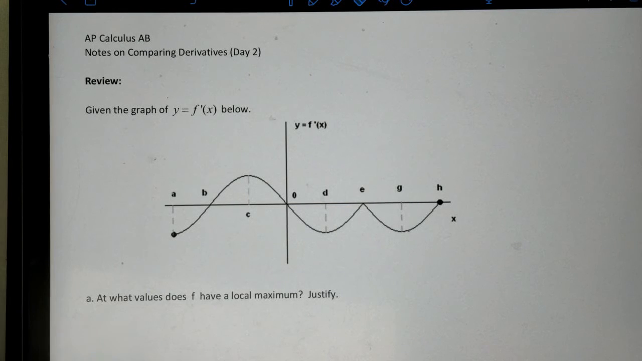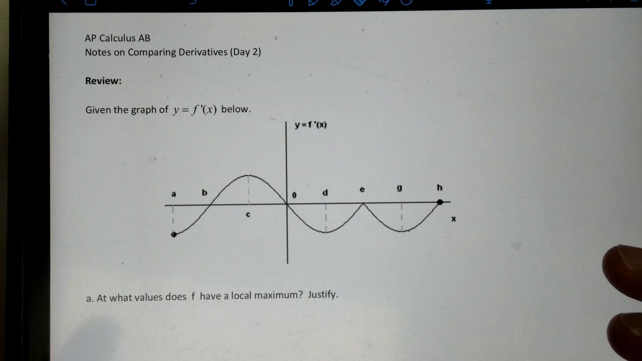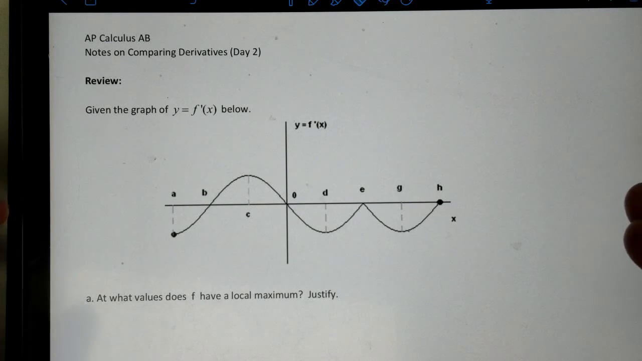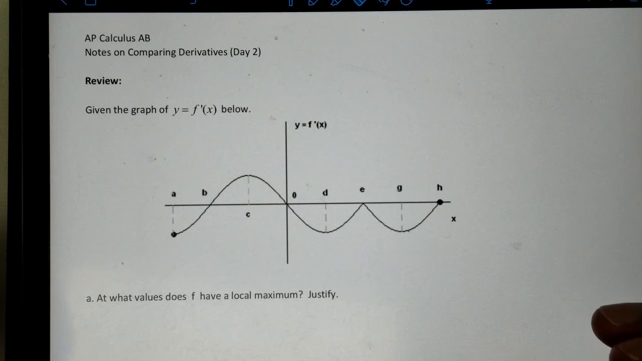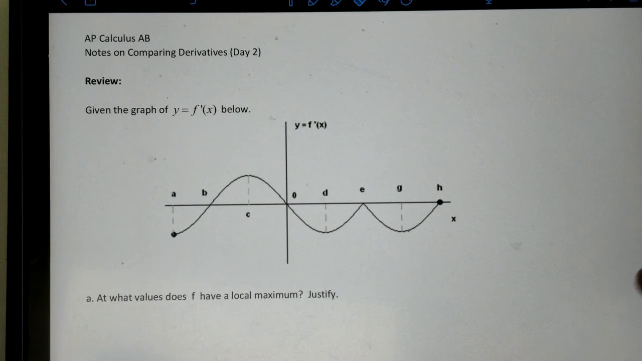Hello, welcome back. In today's video we are going to continue our discussion on comparing derivatives. We have a review question right here. It should look familiar to us. So if you want to pause the video and do this one, you can. I'm going to get working on it. And they give us the graph of a derivative.